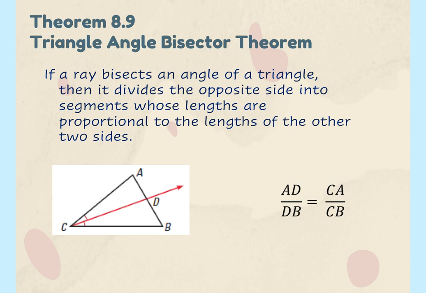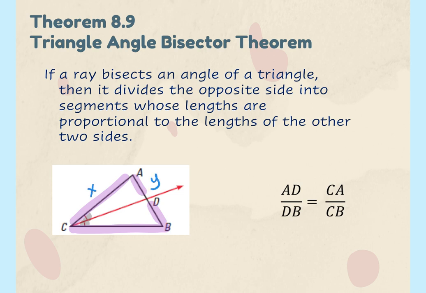So in the diagram that's there, we know it's an angle bisector because of the arc there. It could also tell you like angle ACD equals angle DCB in the instructions. That would do the same thing. So then it's saying AD over DB, so the two segments that it cuts into, would equal AC, which is the side that intersects the top one, over CB, which is the side that intersects the bottom one.